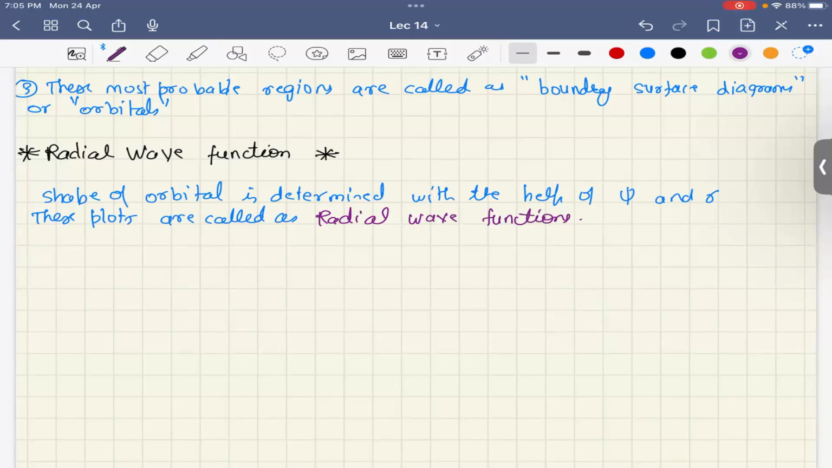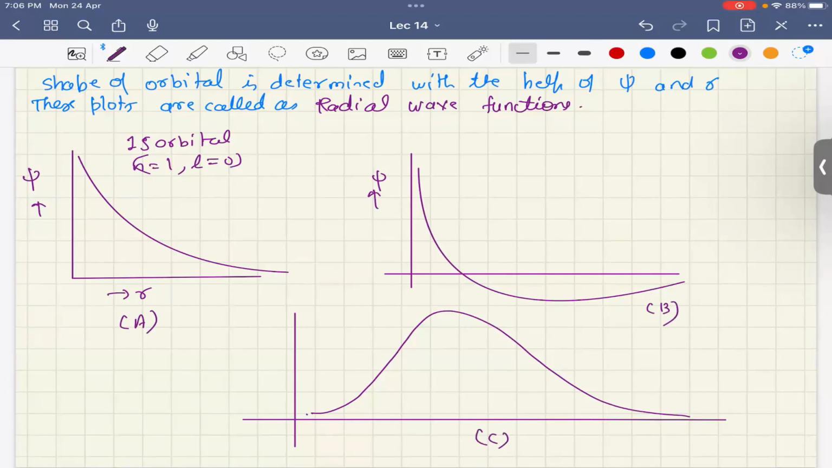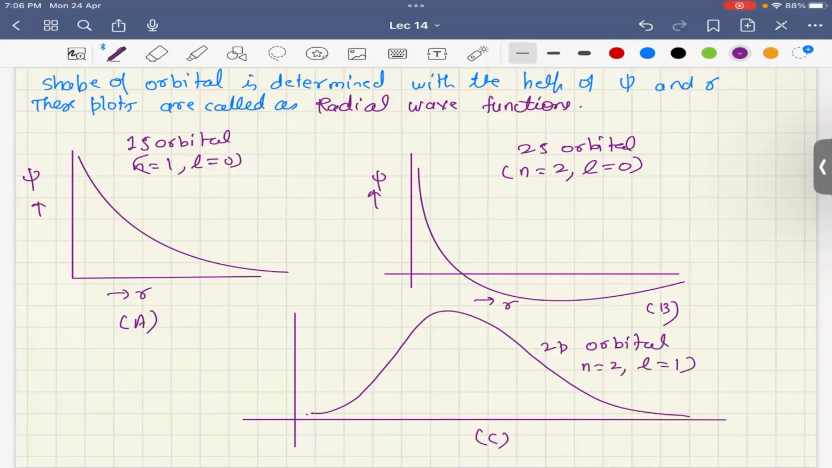Right. So these graphs are like this. An example of these graphs could be like this, where this is psi. This is the shape of the 1s orbital, where n is 1 and l value is 0. This is psi, this is r. Let us call them figure A, figure B, figure C. This is psi versus r. This is the 2s orbital, n is equal to 2, l is equal to 0. This is the 2p orbital, n is equal to 2, l is equal to 1, right? These are plots of wave function with distance from the nucleus, right? So this graph shows the 1s, 2s and 2p orbitals, right?